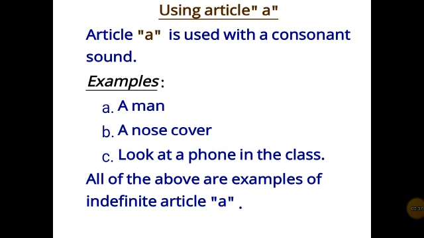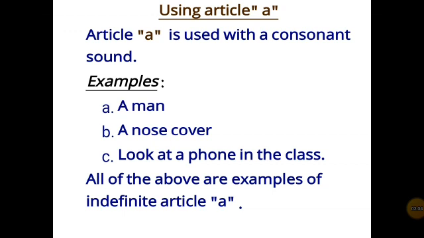Example: a man. M is a consonant letter, therefore we use article A. A nose. Nose is a noun and the beginning of nose started with N. So N is a consonant letter, therefore we use article A.